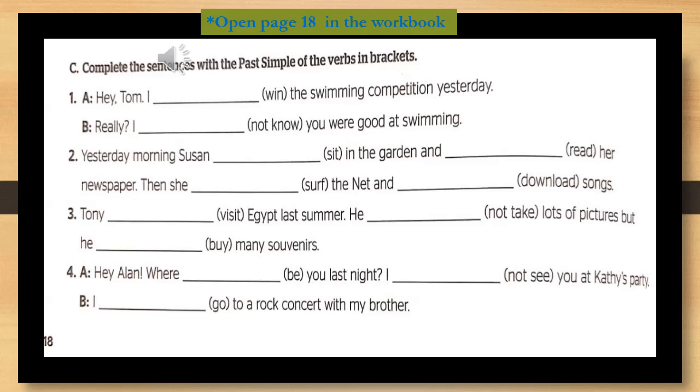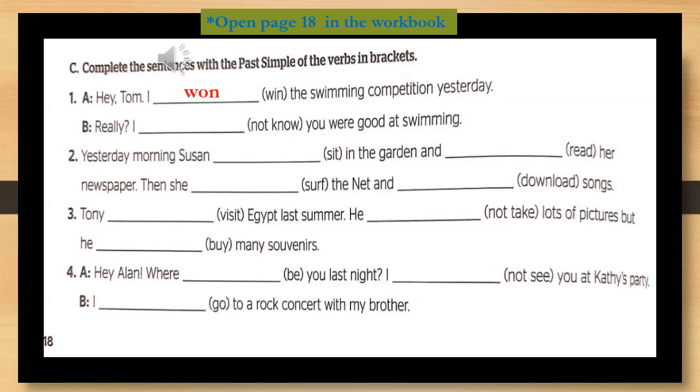Now, please open the workbook, page 18. Exercise C. Complete the sentences with the past simple of the verbs in brackets. So I'm just asking you to put these verbs in the past simple tense. Number 1. Hey Tom, I won the swimming competition yesterday. So it will be, hey Tom, what's the past of win? It will be won. I won the swimming competition yesterday.